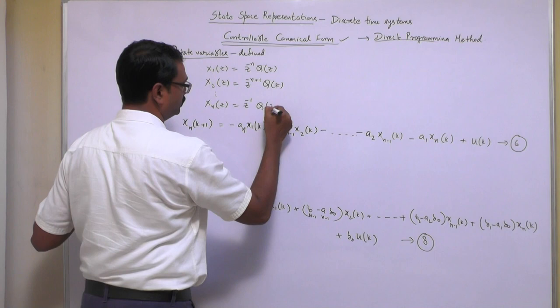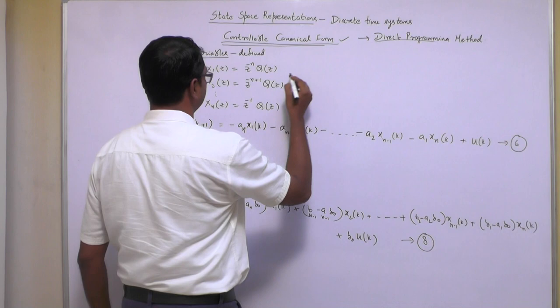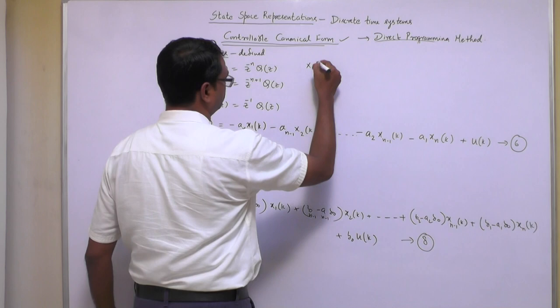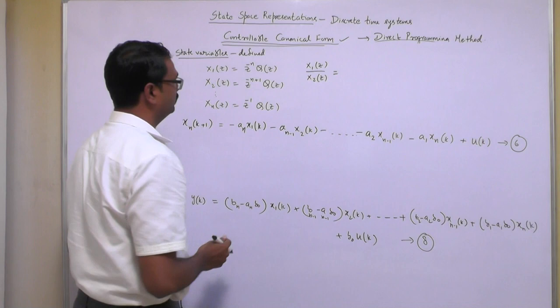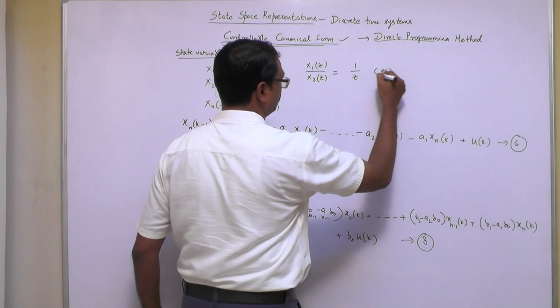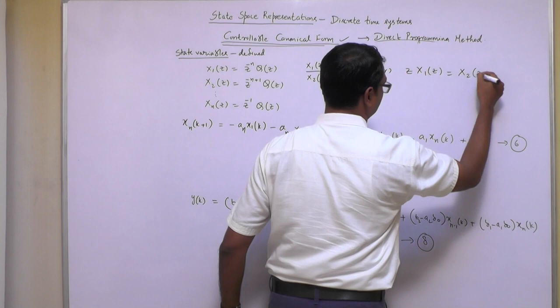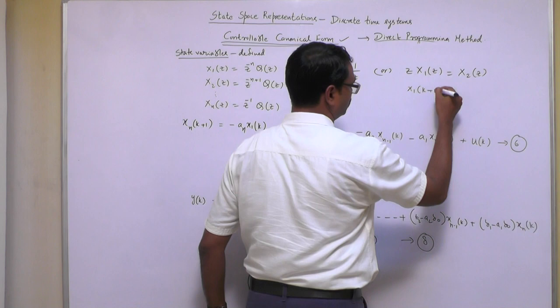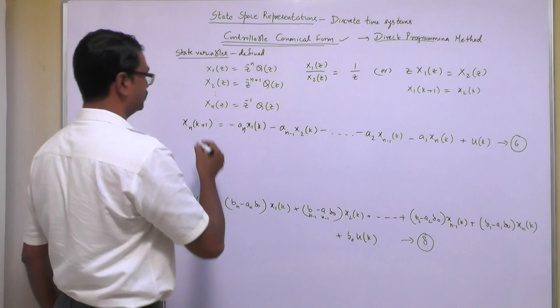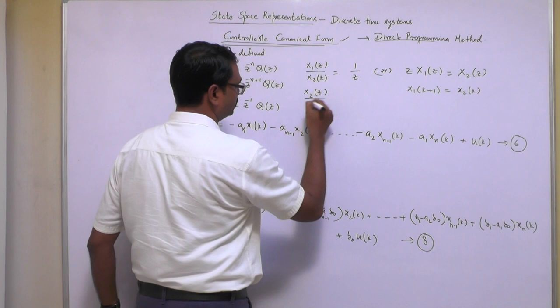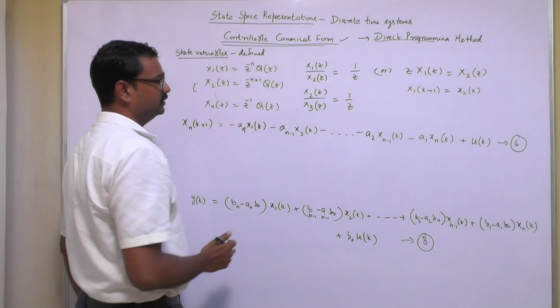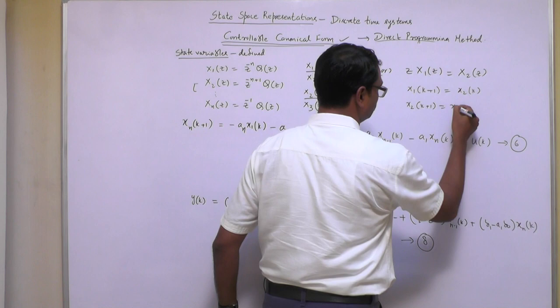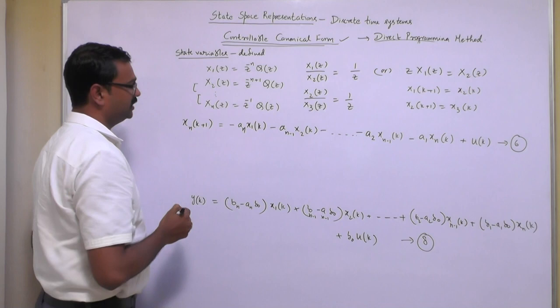Now from these equations you can say that when you are substituting these two, X1 of z by X2 of z, what is it that we are getting? You are getting 1 by z, or z X1 of z is equal to X2 of z. Or if you are applying inverse Z transforms to this, you can say that x1 of k plus 1 is equal to x2 of k. Similarly, for all the subsequent ones, you will have 1 by z. After cross multiplying, you can say that x2 of k plus 1 is equal to x3 of k. Similarly, you will be getting until Xn minus 1 by Xn of z.